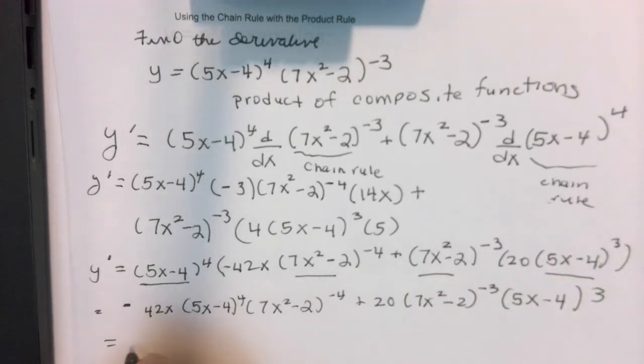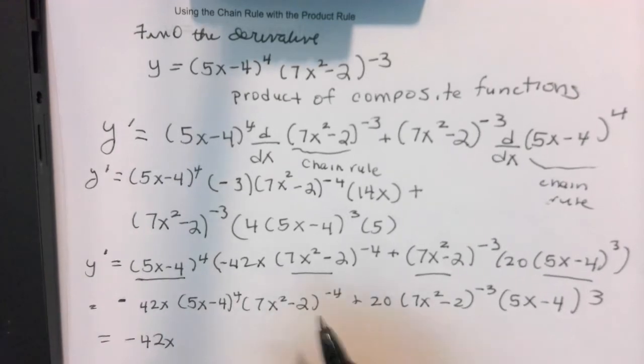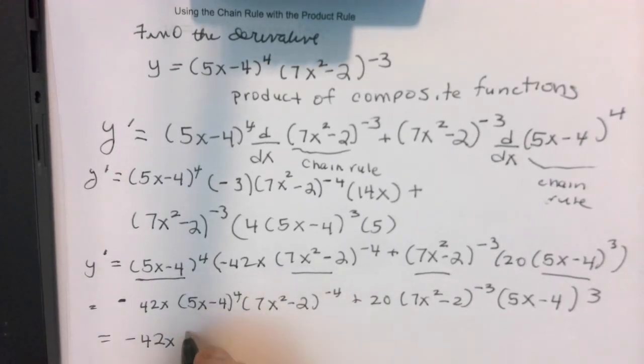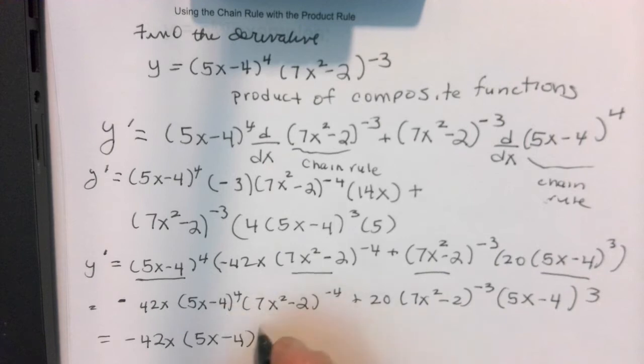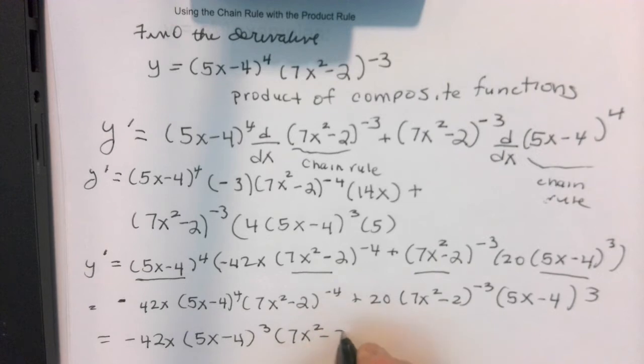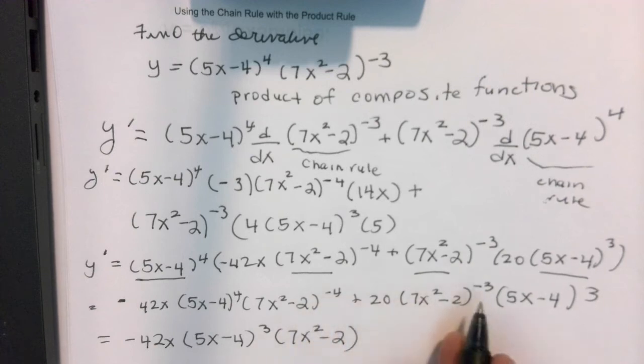Okay, and now I'm going to factor out. If you remember, factoring out is like the greatest common factor, but it has to be a common factor. So we see that 5x minus 4 is a common factor. But what power is common to both? You're going to have to take the smaller power, so that's the 3. Then we go to the other common factor, which is 7x squared minus 2, and we take the lesser power of that, so that's the minus 4.